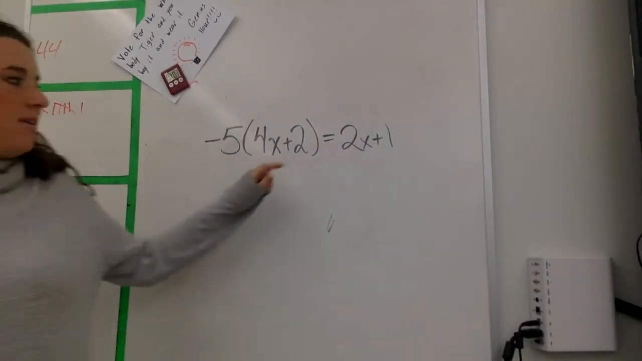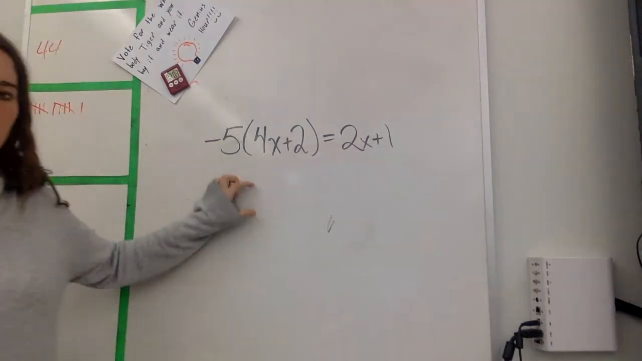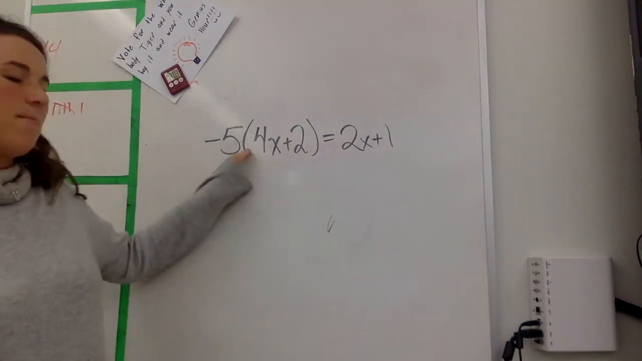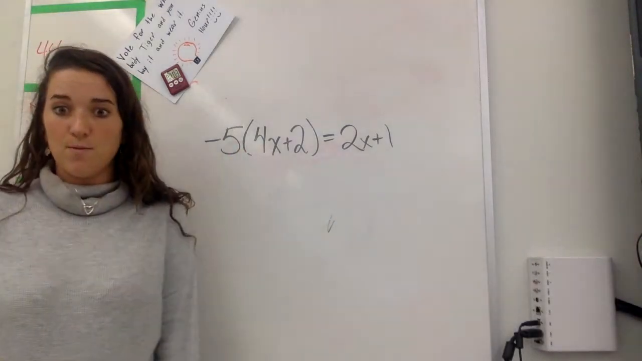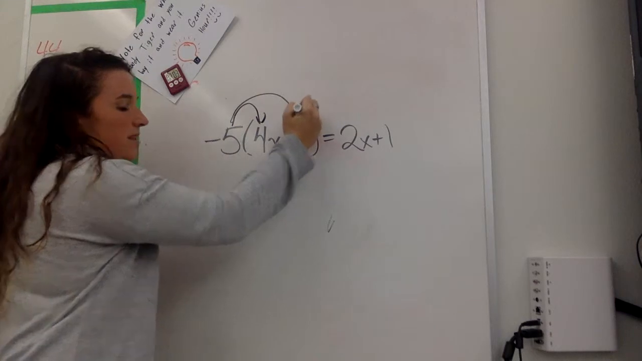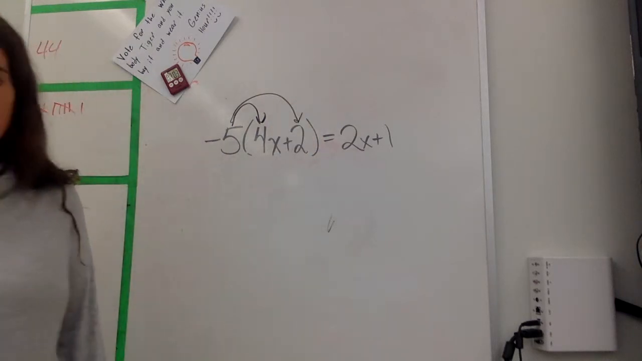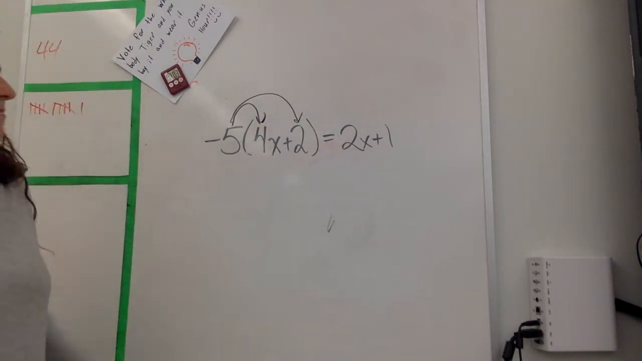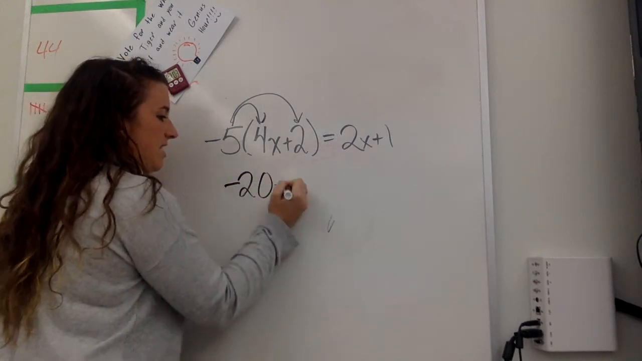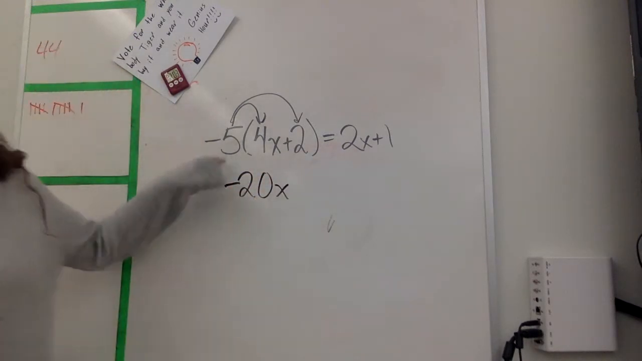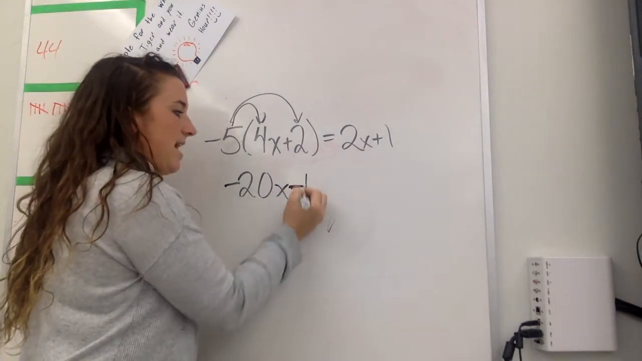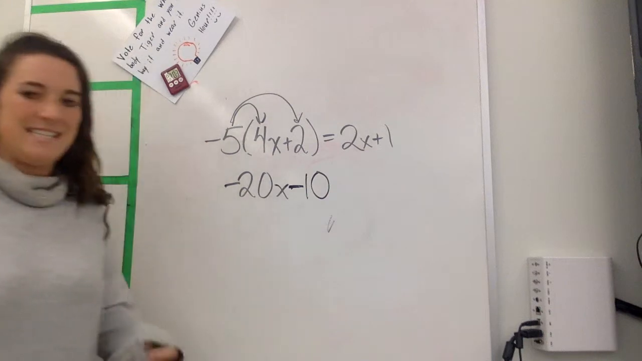Our first example is right here. We need to look and see if we can simplify either side of the equation. This number outside of the parentheses tells you we can do what? We can distribute. So I need to distribute this -5 to both numbers. So we have -5 times 4x, which is -20x. And then -5 times +2, which will be -10.